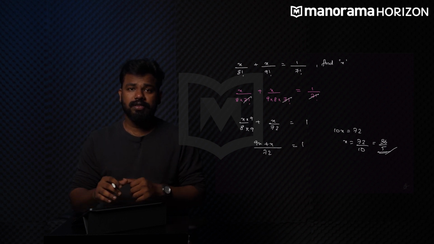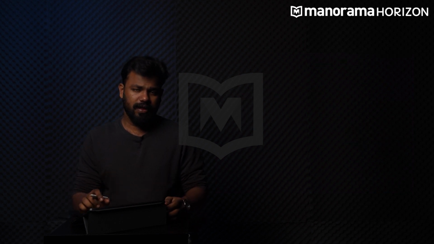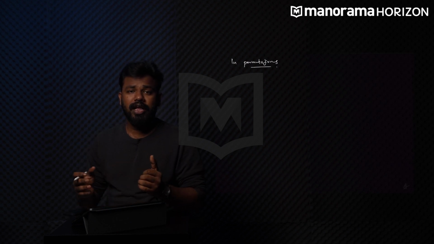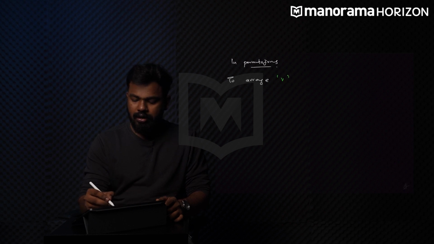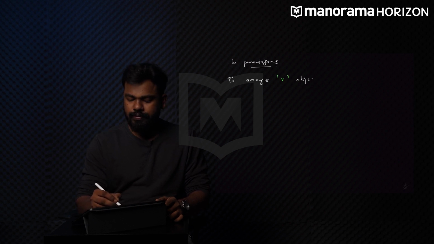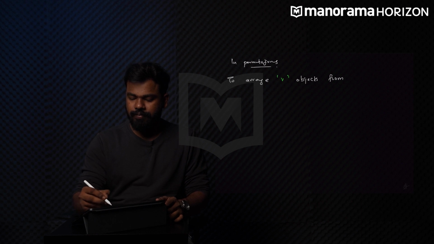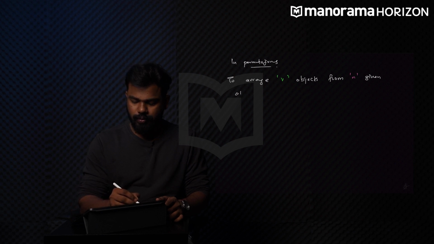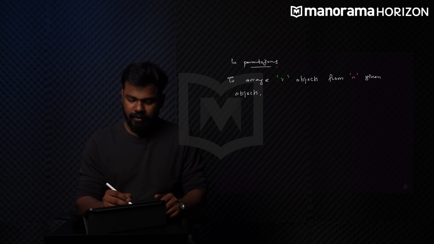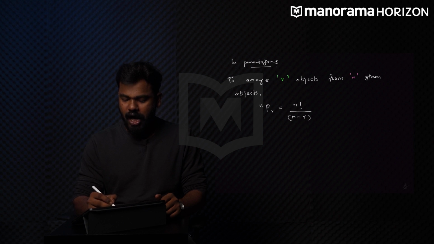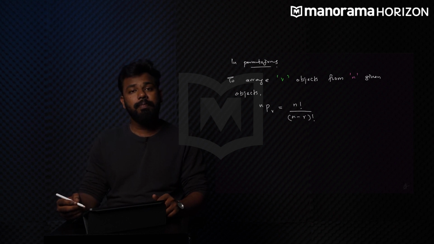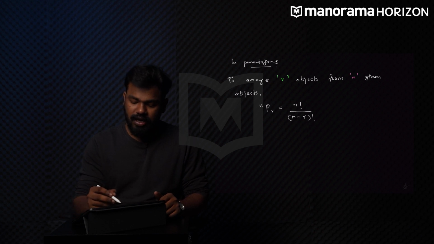So this is about factorials. Now, what is this factorial useful for in permutations? In permutations, to arrange r objects from n given objects, you can do that by using the formula nPr. And what is this nPr? The formula is like this: it is n factorial by n minus r the whole factorial. So what is nPr? n factorial by n minus r the whole factorial.